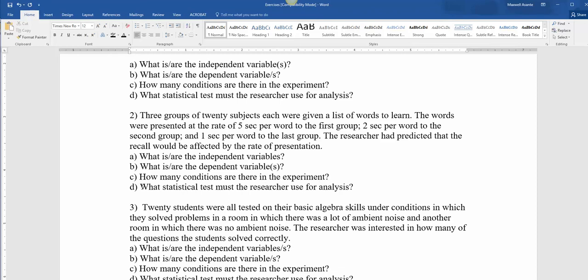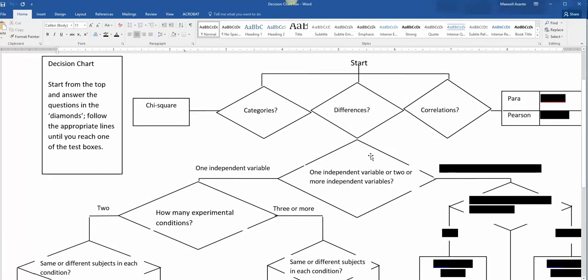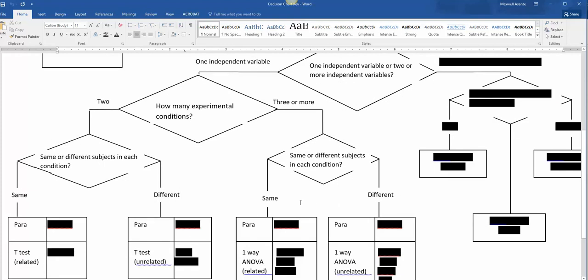The next question is, what statistical test must the researcher use for analysis? Again, if we go back to our chart here, we know we have one independent variable, which is the rate of presentation of the words. How many conditions? We know we have 3 because you are either 5 seconds, 2 seconds, or 1 second. The last question is, do you have the same individuals being exposed to the 5, 2, and 1, or different groups of individuals? And we know they are different groups.